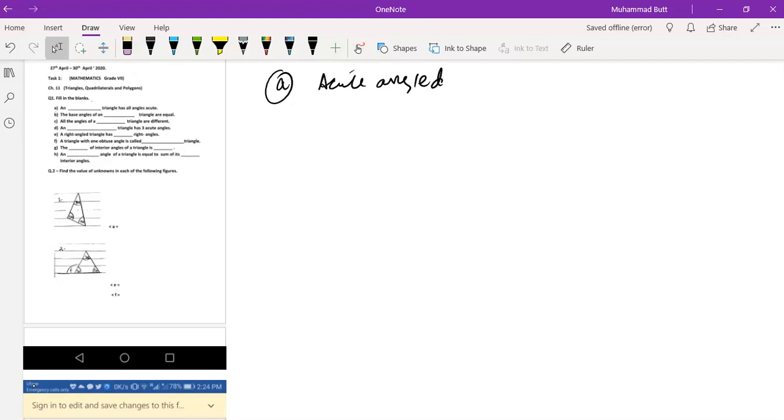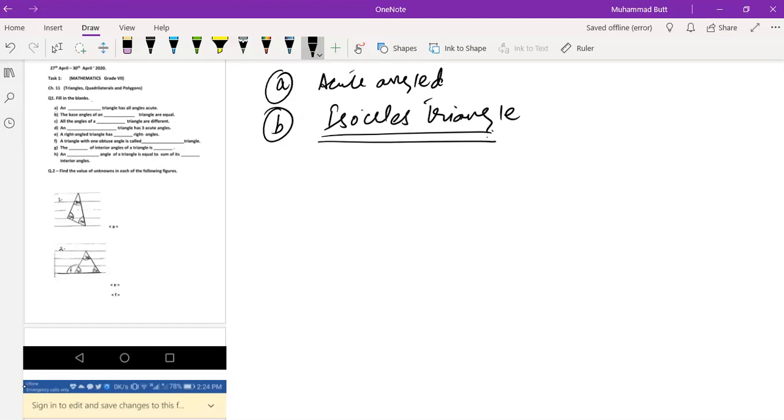Part B: the base angles of a dash triangle are equal. The base angles of an isosceles triangle are equal. Isosceles triangle is the triangle in which only two sides of the triangle are equal in length and their base angles are also equal. We have done this in a discussion before. Part C: all the angles of a dash triangle are different. And the third triangle in which all the angles are different is the scalene triangle.